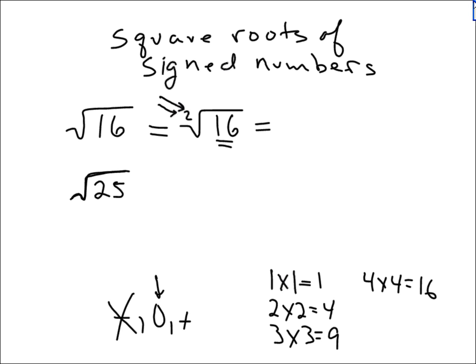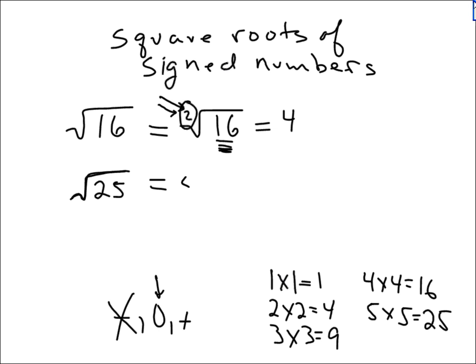So the square root of 16, that is, what times itself 2 times gives you 16? 4. The square root of 25? Why, that's 5, because it turns out that 5 times 5 is 25. So the square root of 25 is 5.